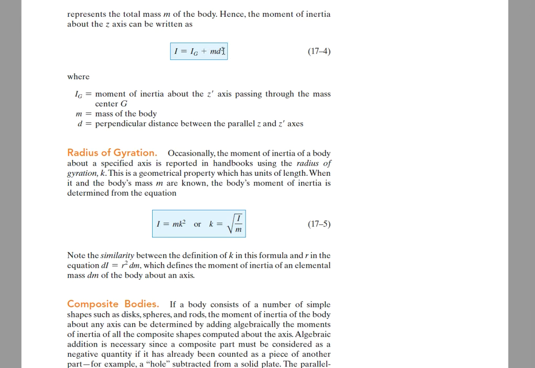Another way of expressing moments of inertia, or inertia properties, is using the radius of gyration. So we can say moment of inertia about an axis is the mass of the body times radius of gyration squared, or radius of gyration is the square root of moment of inertia divided by m. Okay, in a sense, you can say radius of gyration is the distance from the axis of rotation where we can lump the entire mass and get the same resistance to rotation.